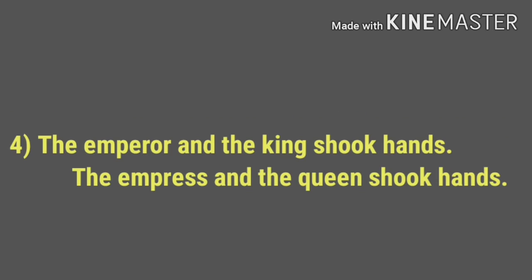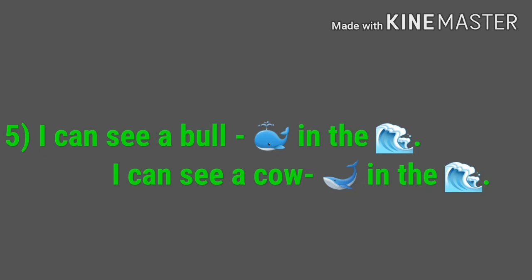Fourth question. The emperor and the king shook hands. So what is the answer? The empress and the queen shook hands. Fifth one. I can see a bull whale in the sea.